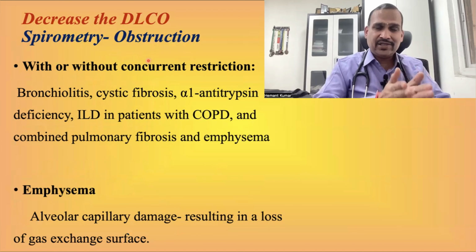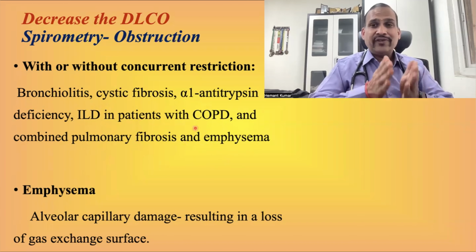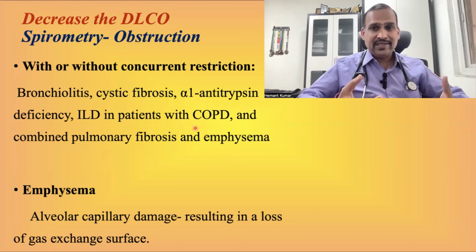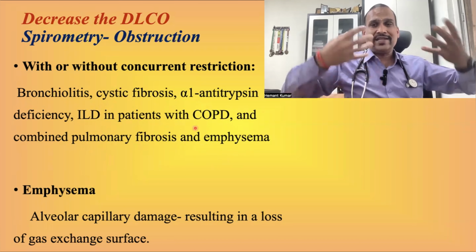Once airway obstruction is there, say for example in bronchiolitis, cystic fibrosis, with or without restriction like COPD with ILD or combined pulmonary fibrosis emphysema, in this condition there will be poor ventilation of the lung. It means air is not reaching up to the alveoli, so it will reduce DLCO.